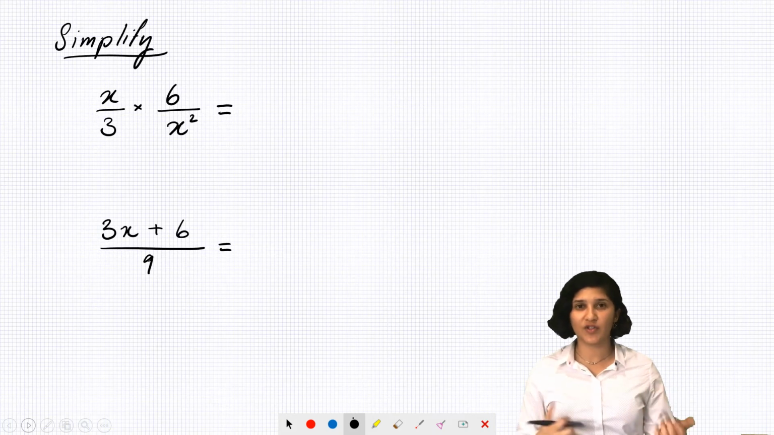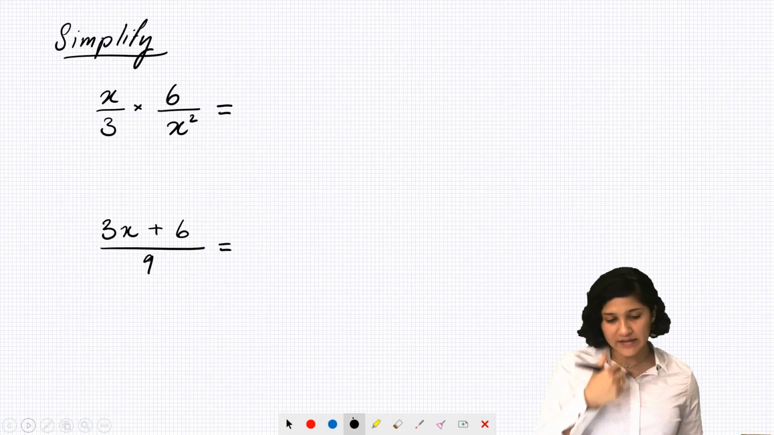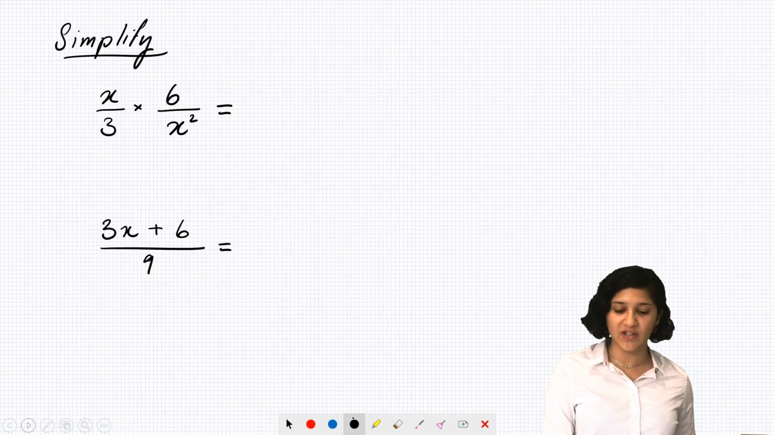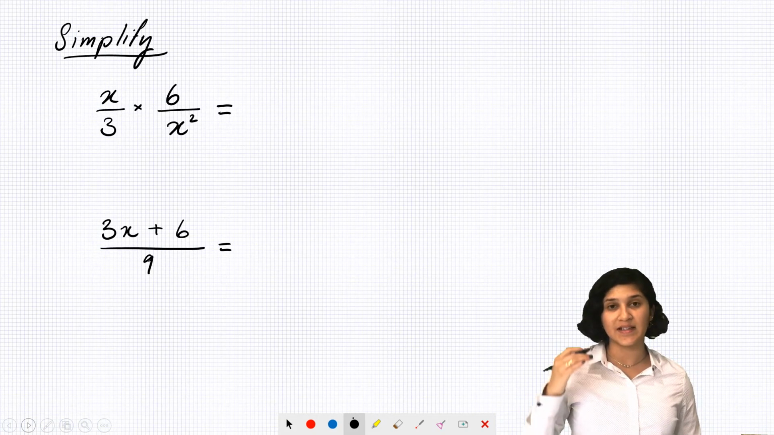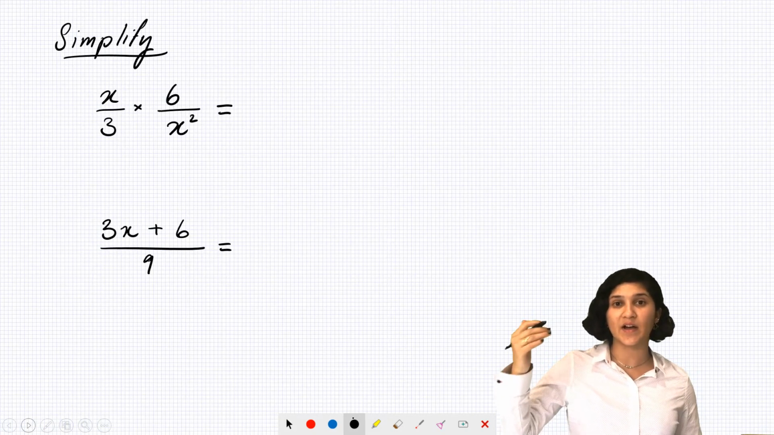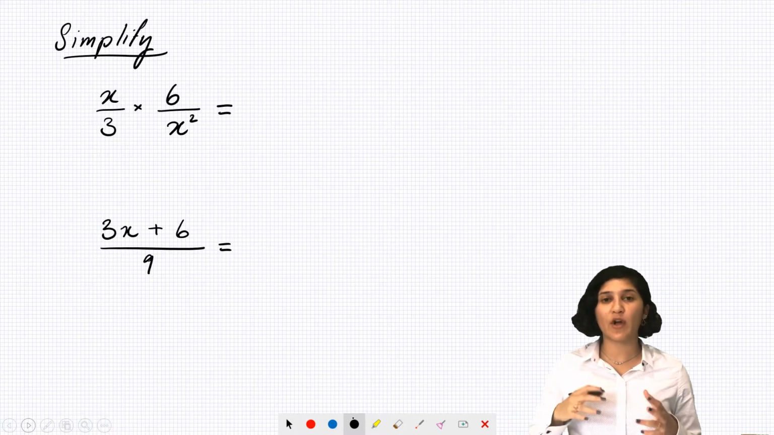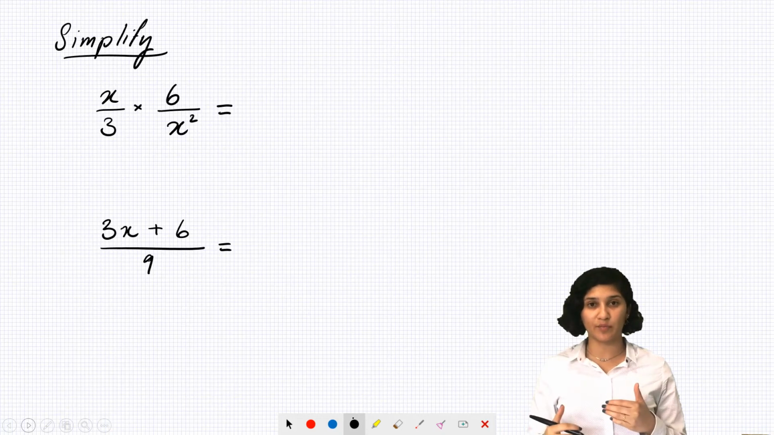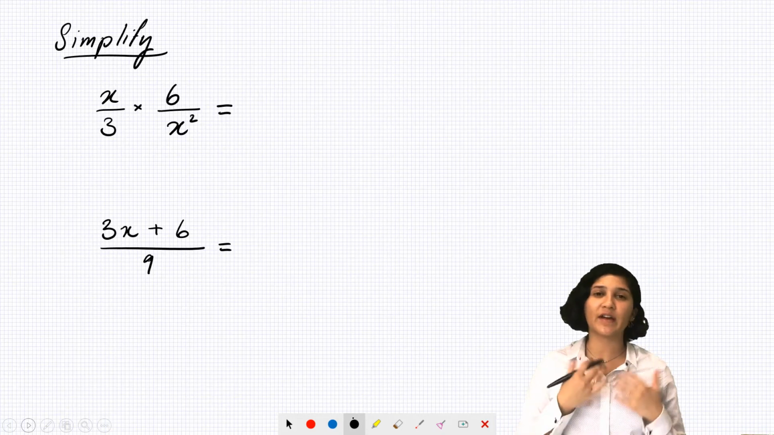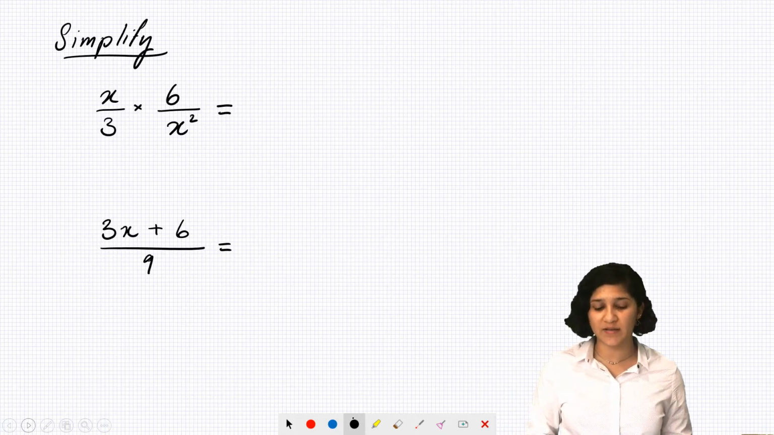Now the thing we have to do a lot with algebraic fractions is simplify them. And this is where a lot of students run into trouble. With simplification, all that means is cancelling out something that's multiplying the top and the bottom. So remember, when you have a common factor between the top and the bottom, you can cancel that out. That goes the same for algebraic factors.